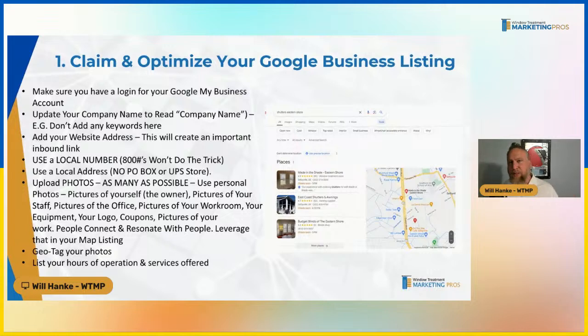Update your company name to just have the company name. It should match what's on your business license exactly. Obviously, website address, have local phone numbers, upload photos. We're going to talk about some of these things in a minute here, but these are some really good tips on things that you can do to start optimizing this profile a little bit.